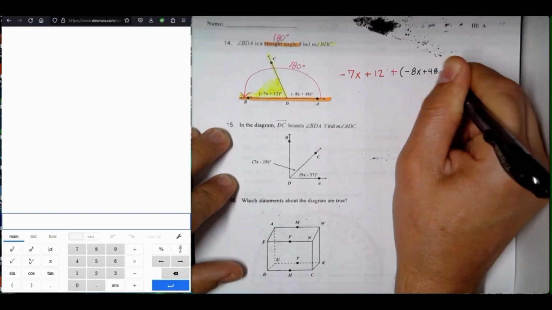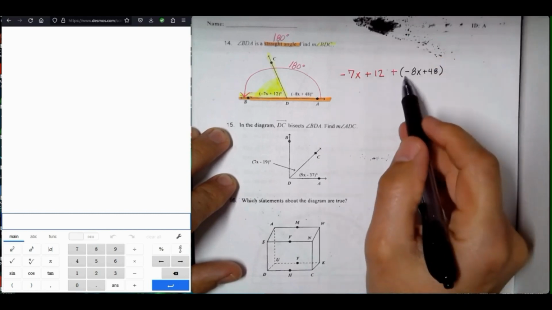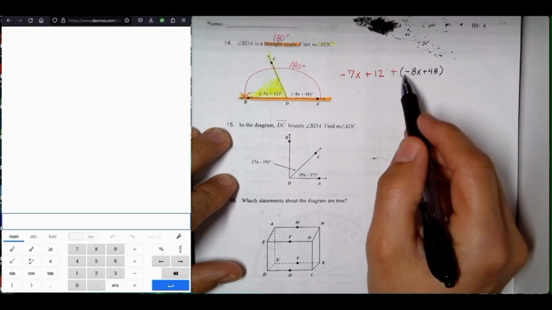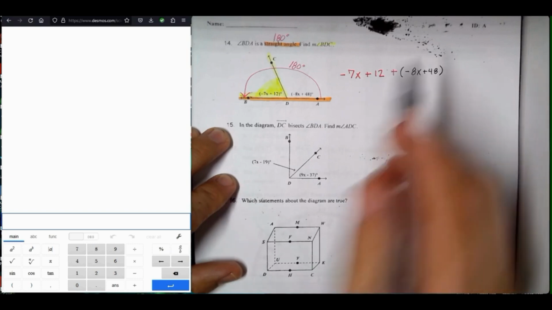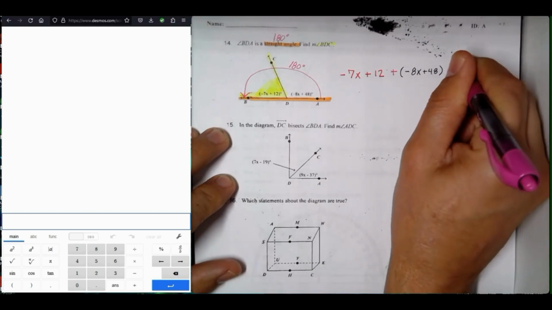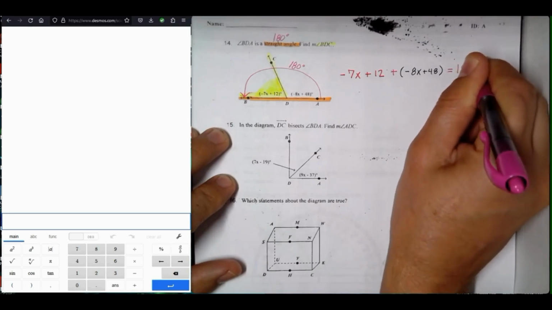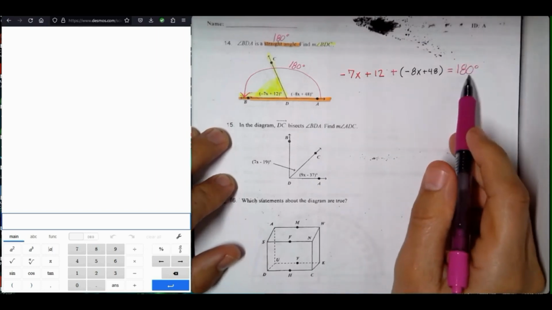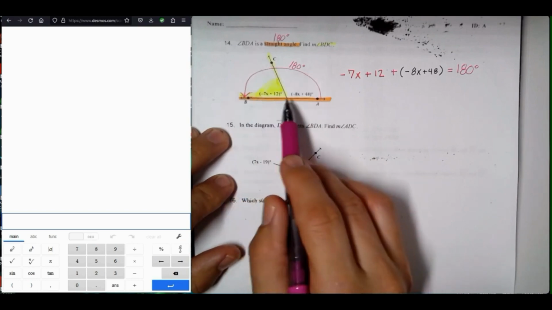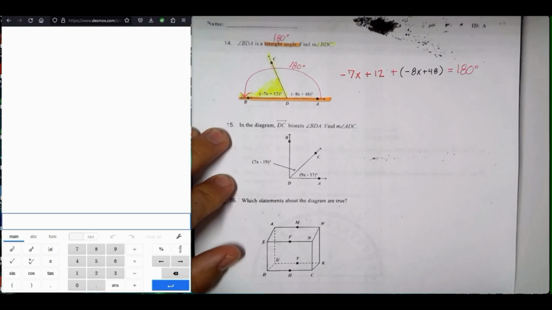The reason I'm putting the second one in parentheses, in case you're wondering, is because we do have a negative sign in front of that 8, and I don't want to forget to distribute, right, and change this whole thing to minus. So I'm going to go ahead and just write it like that for now. And then I'm going to say that this is all equal to 180 degrees. How do I know that it's equal to 180 degrees? Because I was told that BDA, that's B, D, and A, form a 180 degree straight angle.